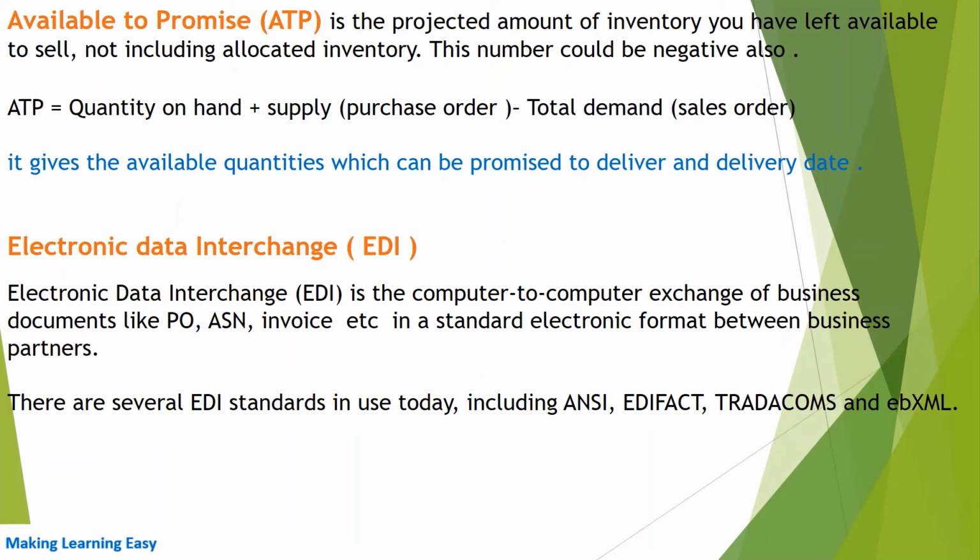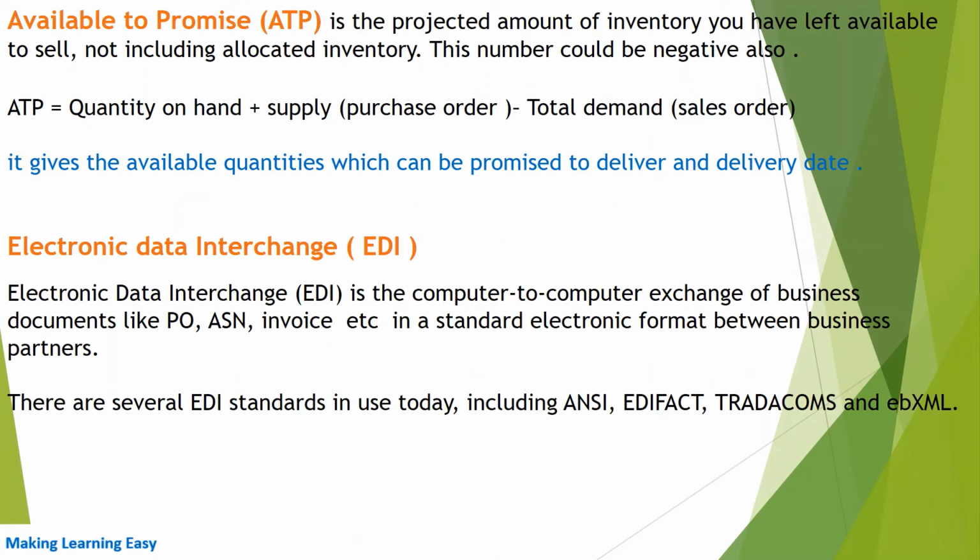This is one of the methods. Available quantity plus purchase order minus total demand or sales order. ATP gives the available quantity which can be promised to deliver and the delivery date. And the business tries to deliver your item on the mentioned date.